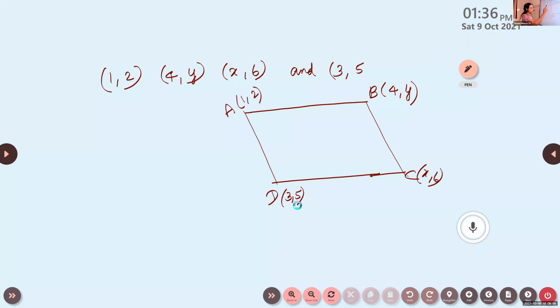When you draw this, keep in your mind that you have to name it in order: A, B, C, D. Don't jump. Similarly, when you write the vertices, after writing each vertex, recheck whether we are writing the correct vertex and the correct sign. (1, 2), (4, y), (x, 6), (3, 5) are the 4 vertices. We are asked to find x and y.